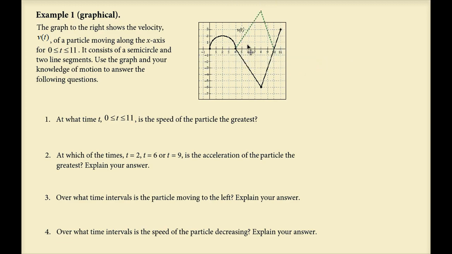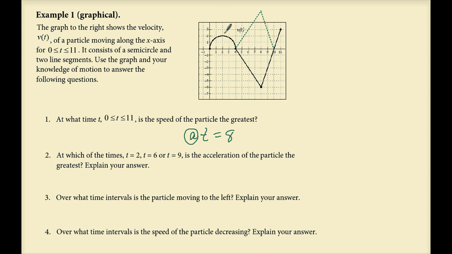Notice that what I've done is I've taken the negative velocities and reflected them across the x-axis. Now this part is the speed graph, and now it's easy to see that speed is greatest at time t equals 8. That's when the absolute value of the velocity is greatest. At which of the times t equals 2, t equals 6, or t equals 9 is the acceleration of the particle the greatest? Explain your answer.